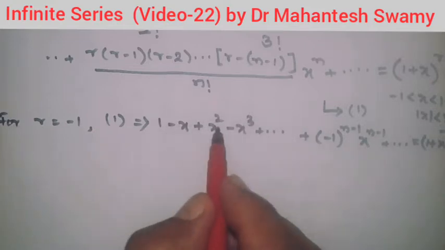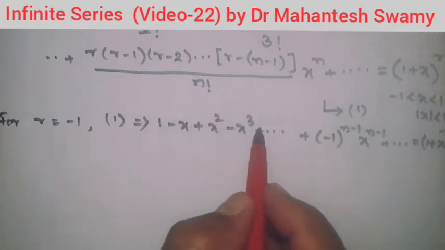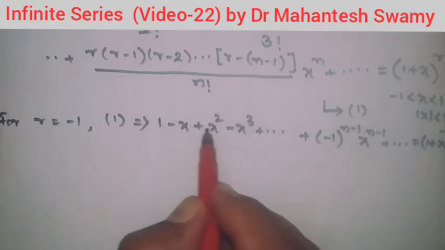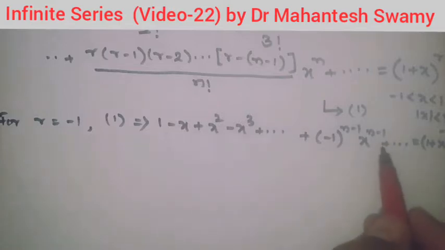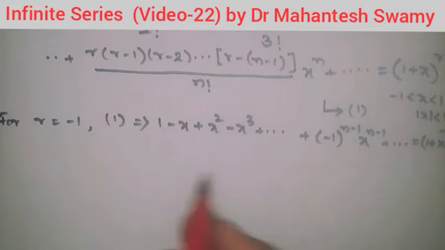Alternatively positive and negative signs: all odd powers will have a negative sign, and all even powers of x will have a positive sign. So this expansion is an infinite series expansion and its value is 1 plus x to the power of minus 1. So we shall be using this result in the solution of problems.